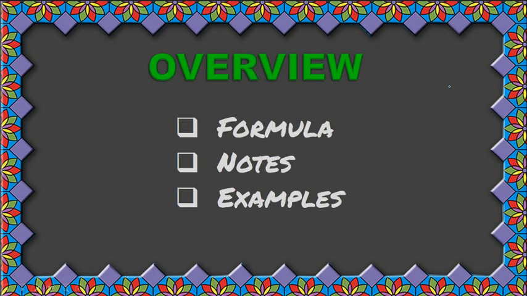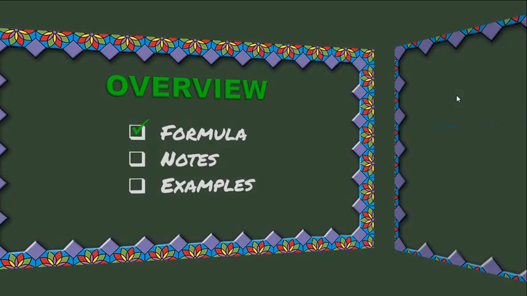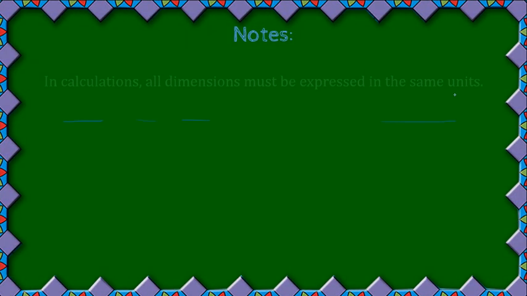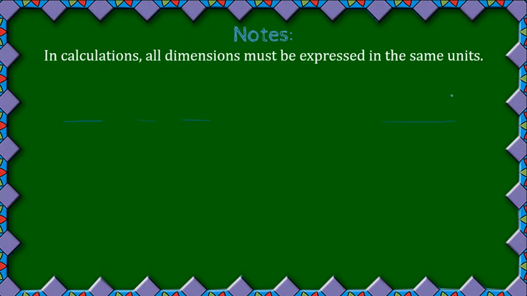Alright, so that was the basic formulas for area. Let's just look at a few additional notes. Now, first of all, in calculations, all dimensions must be expressed in the same units. Basically what this means is you can get a figure and the given values for the different lengths might be given in different units. Always watch out for that. And what you need to do then is first convert the units to the same units.